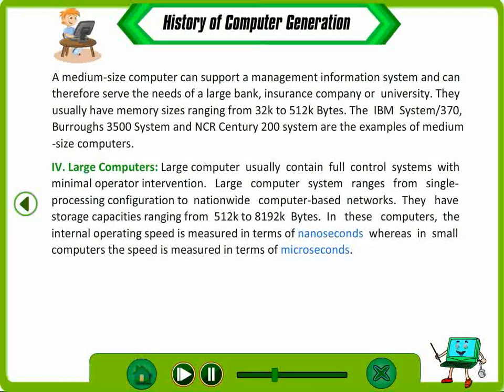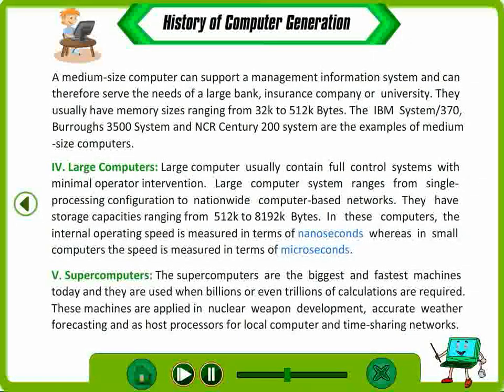Large computers. Large computers usually contain full control systems with minimal operator intervention. Large computer systems range from single processing configuration to nationwide computer-based networks. They have storage capacities ranging from 512K to 8192K bytes. In these computers, the internal operating speed is measured in terms of nanoseconds, whereas in small computers, the speed is measured in terms of microseconds.